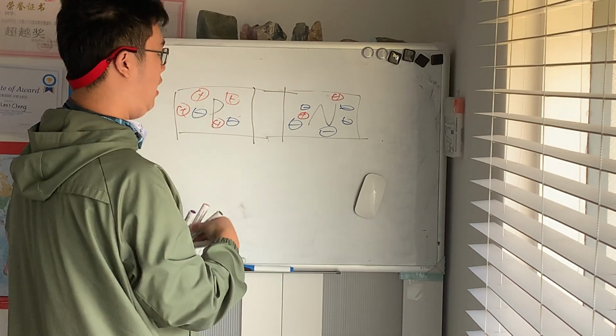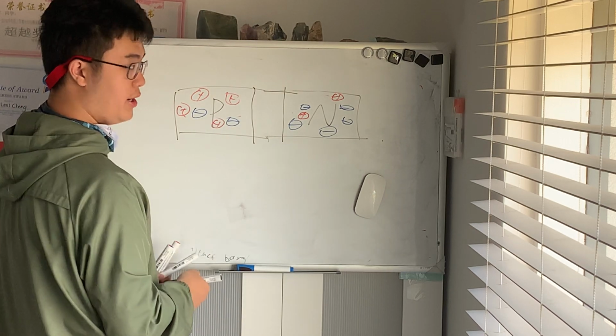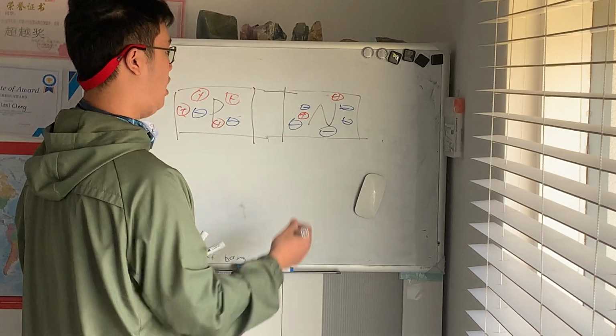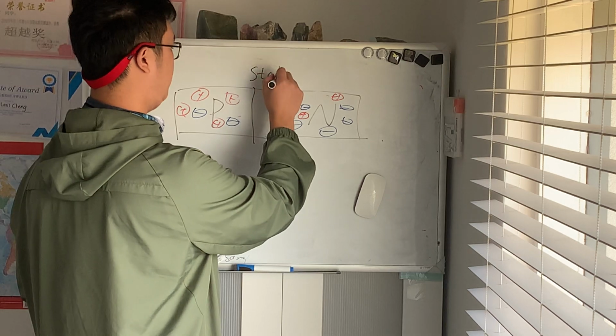There will be a part in the middle where they are stable. The outer shell electron number is stable.